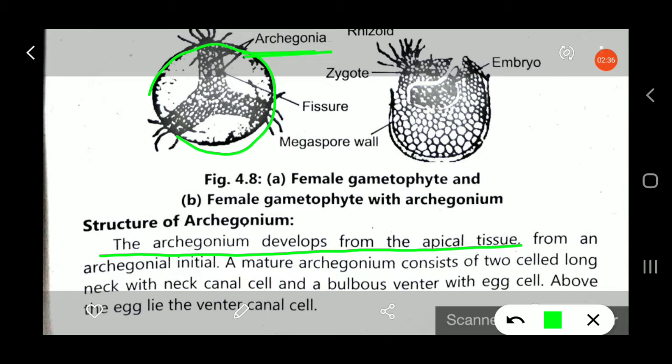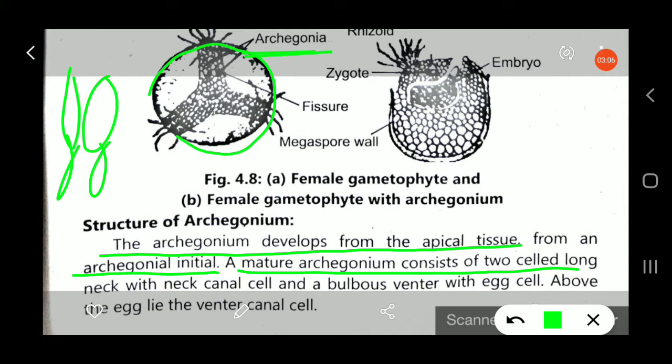The archegonium developed from the apical tissue forms archegonial initials. Archegonial initials are a group of cells whose function is the formation of the archegonium. These archegonial initials form the mature archegonium. As you see now, we can see the detailed structure of this archegonium. A mature archegonium consists of a two-celled long neck and a neck canal cell.